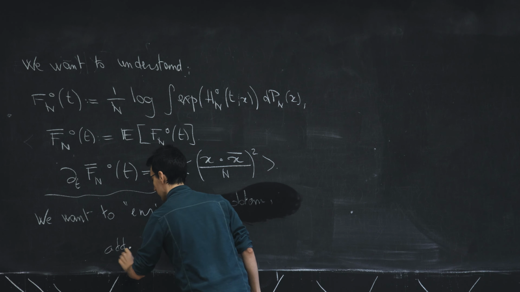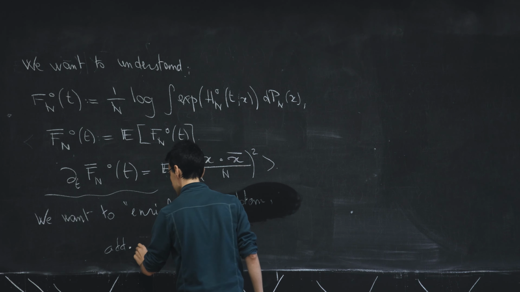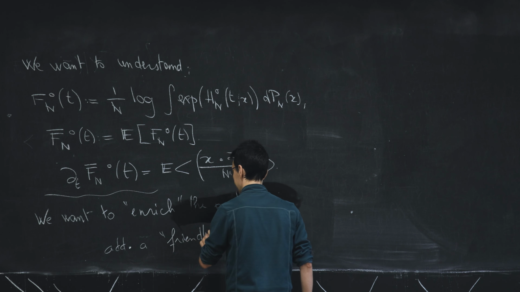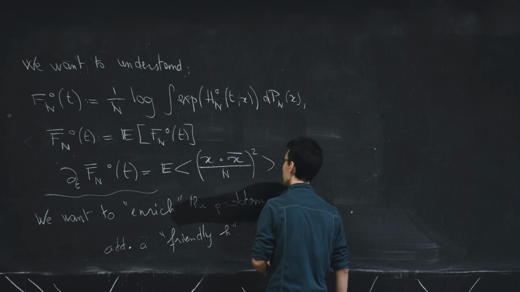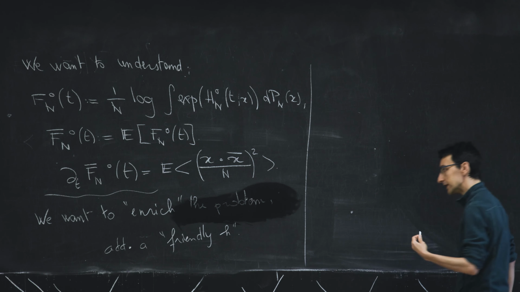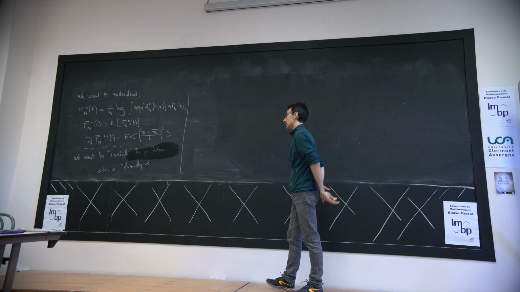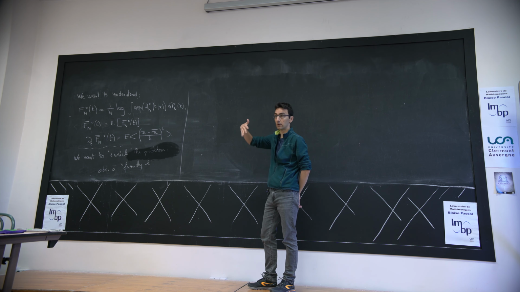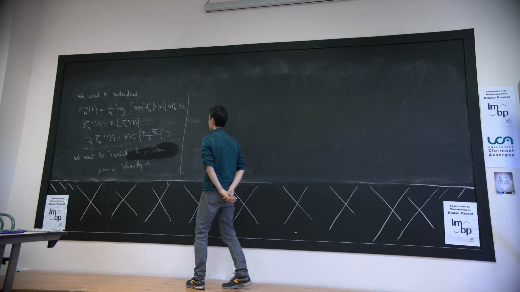I'm not going to rewrite all the discussion I said, but let me just add a friendly h, you know, something like this. Without breaking the fact that the Gibbs measure is a conditional expectation. This was really the ingredient in the proof, that the Gibbs measure is the conditional expectation.